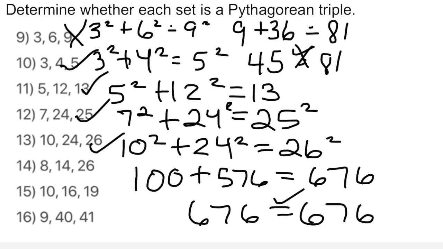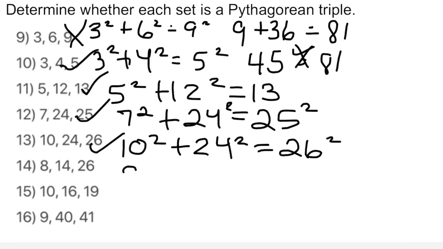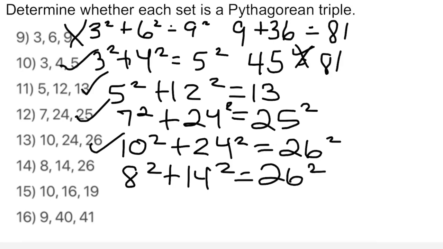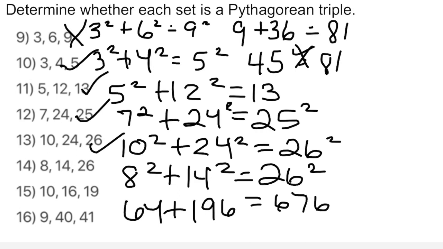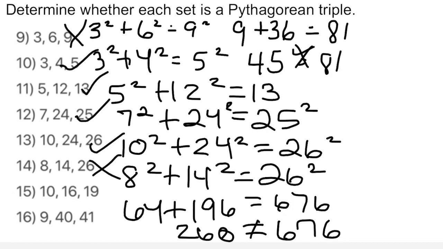Go ahead and pause the video and try number 14. 8 squared plus 14 squared equals 26 squared. 8 squared is 64. 14 squared is 196. 26 squared is 676. 196 plus 64 equals 260, which does not equal 676. So number 14 is not a Pythagorean triple.